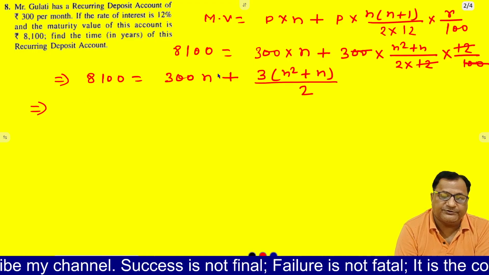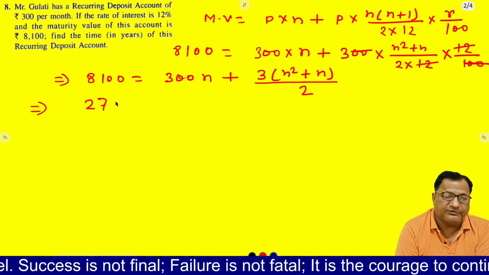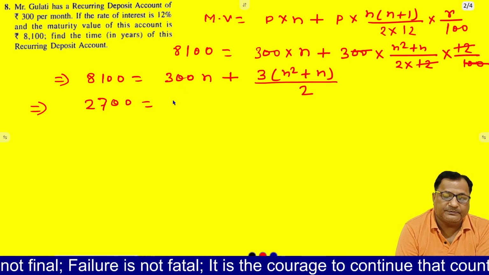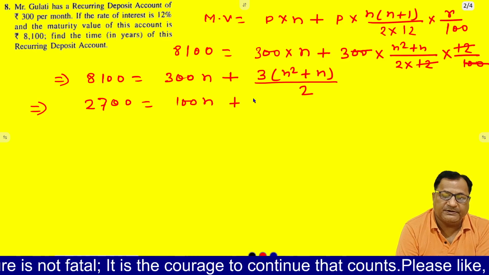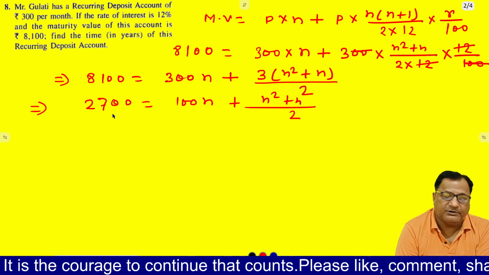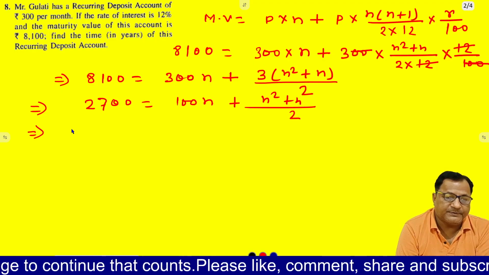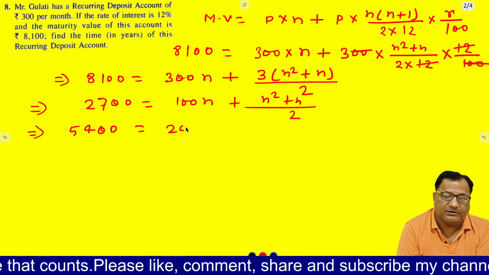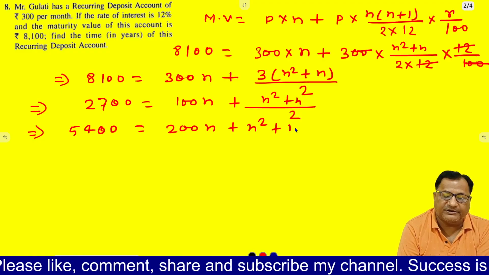If you divide by 3 on both sides, we will get 2700 equal to 100 N plus N square plus N by 2. If you multiply both sides by 2, then this will be 5400 equal to 200 N plus N square plus N.